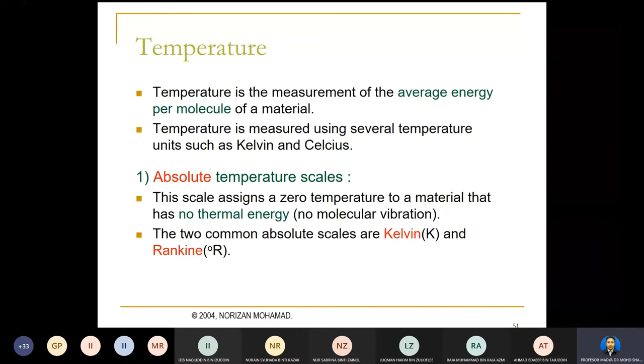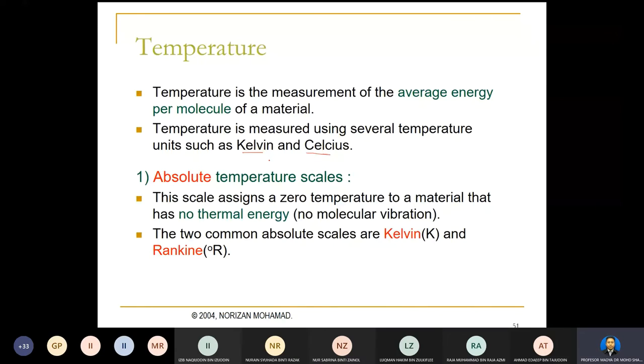So temperature is the measure of the average energy per molecule of the material. The temperature is measured using several temperature units. Normally we use Kelvin or Celsius. For us, we use degrees Celsius, and some countries use Kelvin. Some countries use Celsius. Normally in our country we use Celsius.